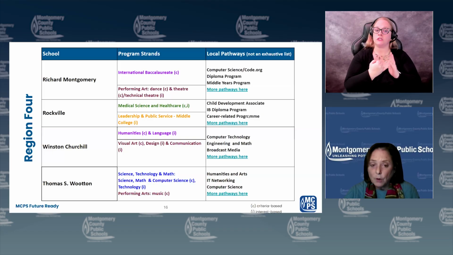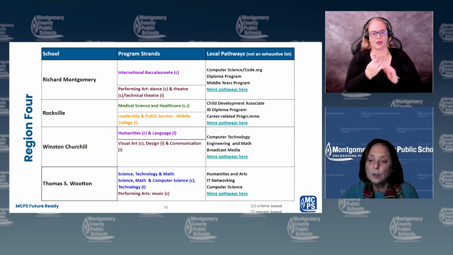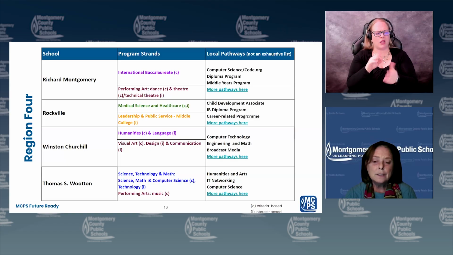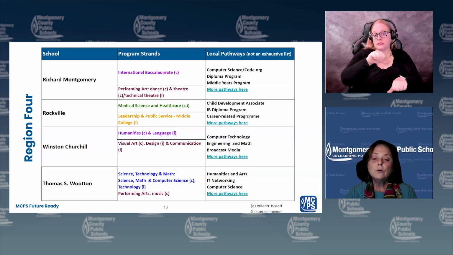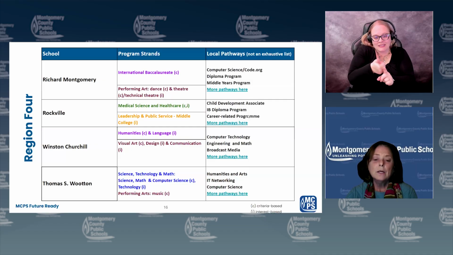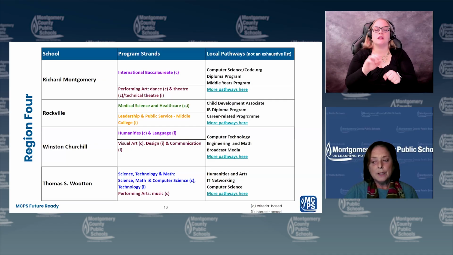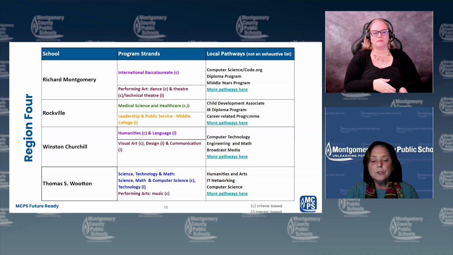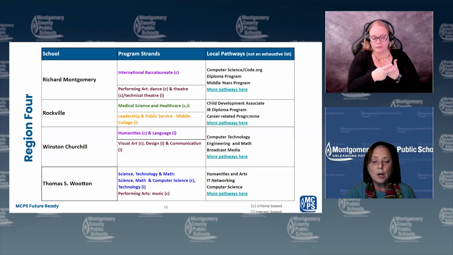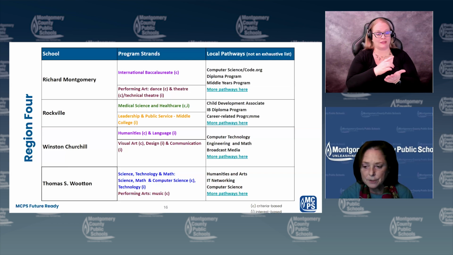Rockville also offers IB, and that will be at their local program, but they're going to be capitalizing on the medical science and healthcare, as well as leadership and public service, and they too will be the host site for the MC squared program. Churchill will be offering a wide variety of languages and the humanities program, the visual arts, design, and communication, complementing what they currently offer their students.